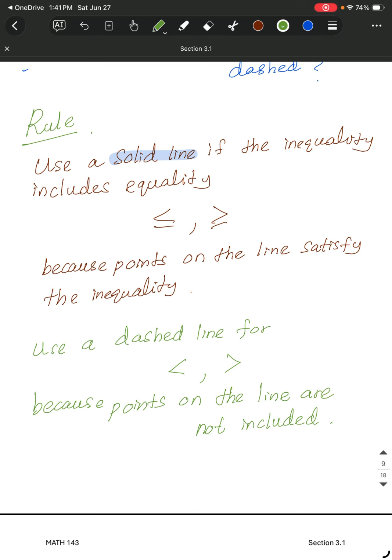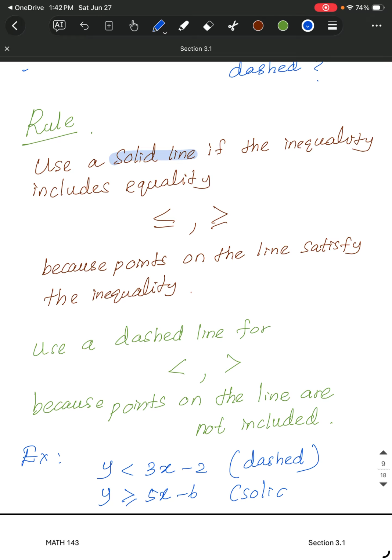Okay, let's see the example. y less than 3x minus 2. Solid or dashed? Dashed. y greater than or equal to 5x minus 6. Solid or dashed? Solid.